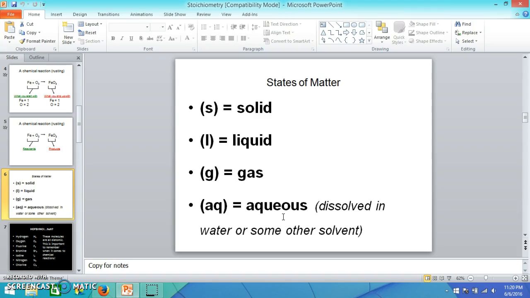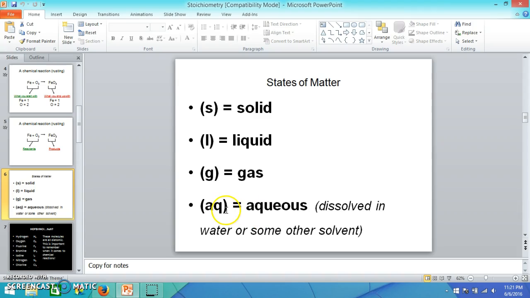And that's an example of an aqueous solution. In that sense, we have a couple of ions, a copper ion and a sulfate ion, and they're dissolved in water. So anyway, that's just, again, information to know when you're looking at a chemical reaction.